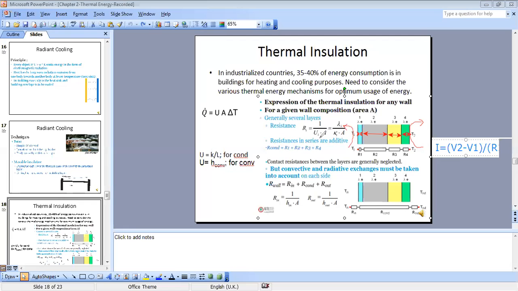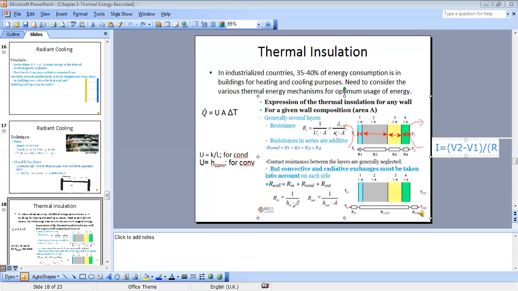And I know that for convection, U is equal to what? To the coefficient of convection H. So I can say that the inner resistance is 1 over HA, because here we have R equal 1 over UA. And for convection, U is equal to H. So I deduce that R inner is 1 over H inner times A, while R outer is 1 over H outer times A.